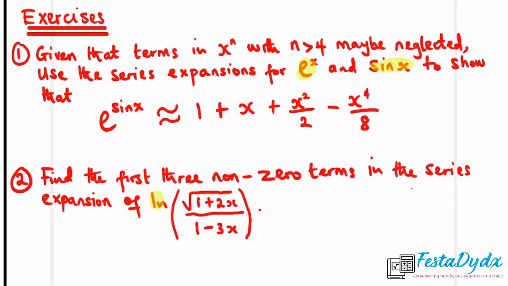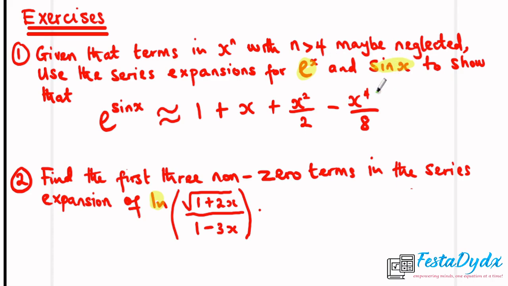So for number 1, we're given exponential sine x. We are asked to find the series expansion of this. But before we get into this, I would love us to bring in the series expansion of sine x and also the series expansion of exponential x. So let's get the instruction here. It says, given that terms in x to the power n with n greater than 4 may be neglected.